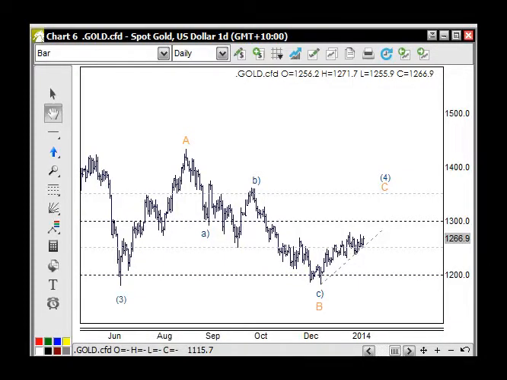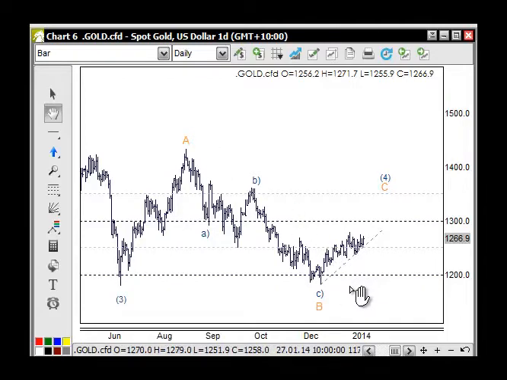Welcome, and here we're looking at gold on a daily chart, and I think it's reasonable to view this particular pattern through here as a wave form, with the A wave, an A and a B and a C for the B wave, and the C wave up through to here. The C wave can be as long as the A wave here.